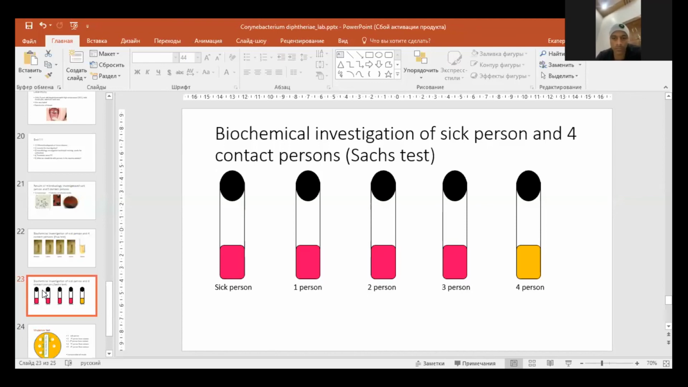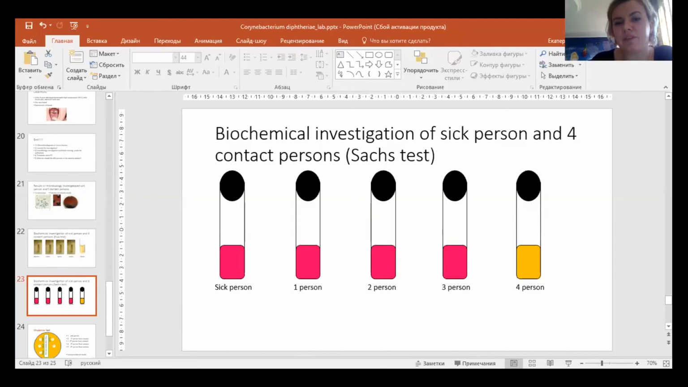Sick person, first, second, and third contact persons are negative for Zak's test, and the fourth person is positive for Zak's test. And if you remember, the Pisu test is negative for the fourth person. Ma'am, the fourth person will be like Corynebacterium diphtheriae because it shows negative urease. If Corynebacteria doesn't produce urease, this bacteria doesn't change the pH. Yes, ma'am, color will not change.